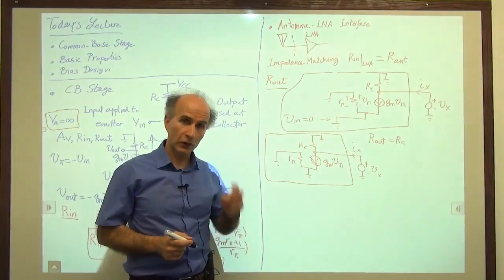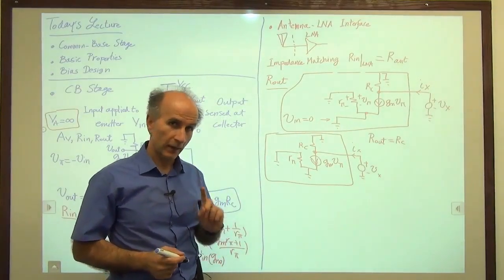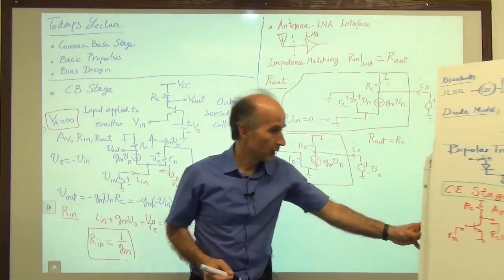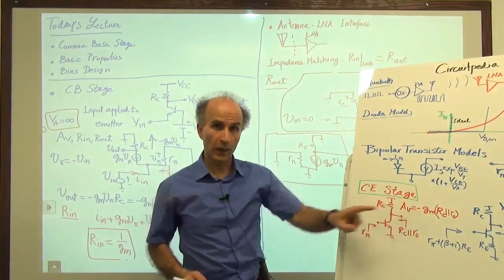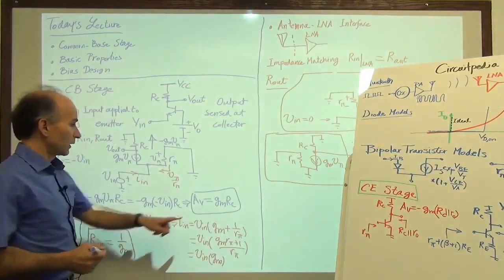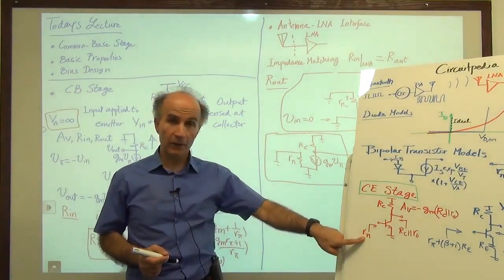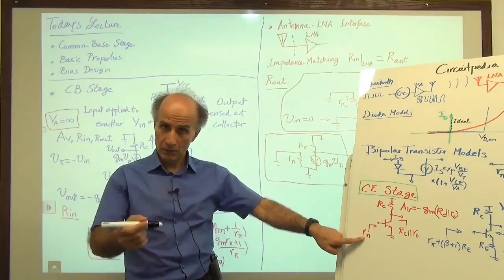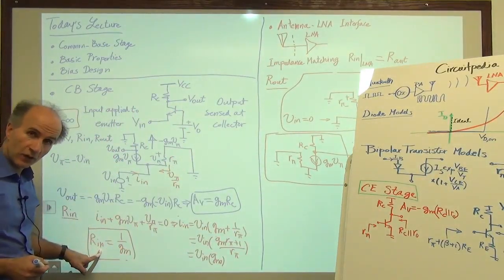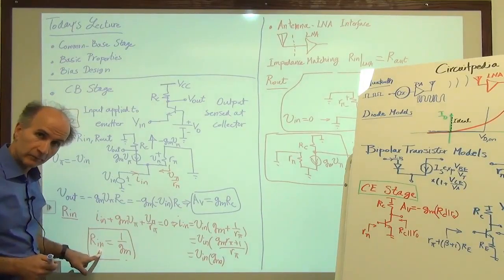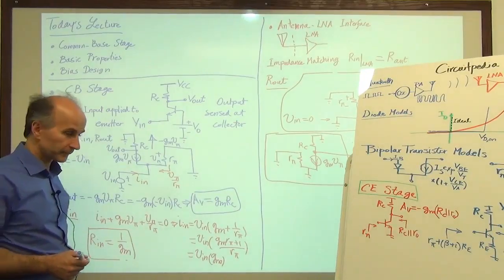What we have seen so far are two differences between the common emitter stage and the common base stage. In the common emitter stage, we saw that there was a negative gain here, whereas for the common base stage, we have a positive gain here. And the other one is that the input impedance of the common emitter stage is R pi, somewhat of a high number, whereas for the common base stage it is 1 over GM, quite a low number. So those are the two primary differences between these topologies.